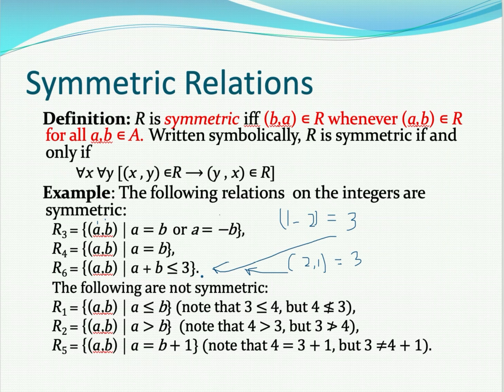So what about R1, R2, and R5? These are not symmetric. If you look into here, there is no problem if a equals 1 and b, because if you notice for R1 here, this sign has two meanings.